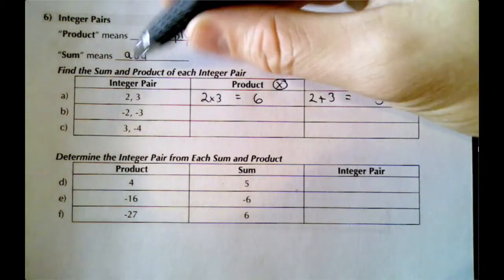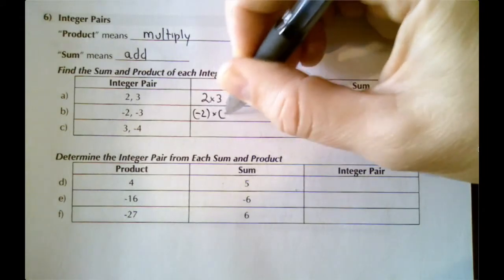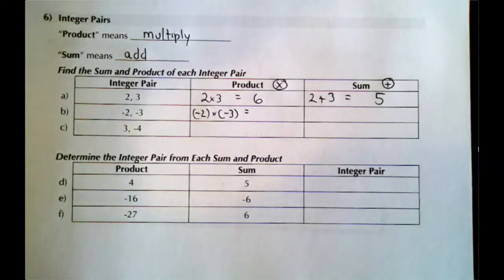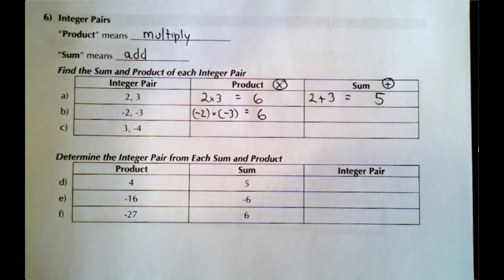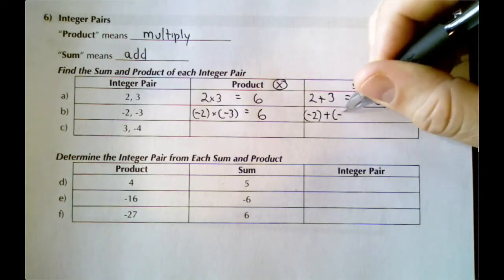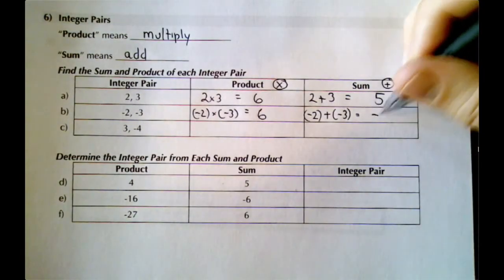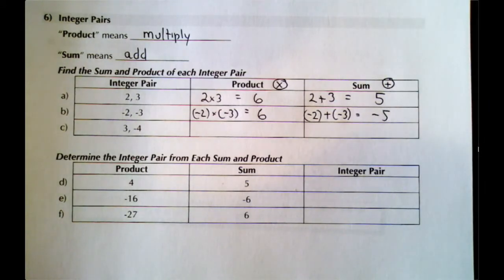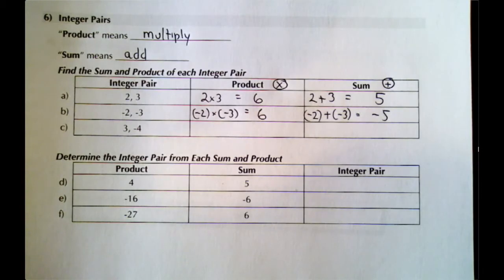One more. Product would be negative 2 times negative 3. Remember, a negative times a negative is a positive, and 2 times 3 is 6. And a sum would be negative 2 plus negative 3. And if you're not sure, you can check in your calculator, but it's negative 5. I'll leave the last one for you. You can give it a shot. We want the product and the sum. Be sure to check online for your answers.